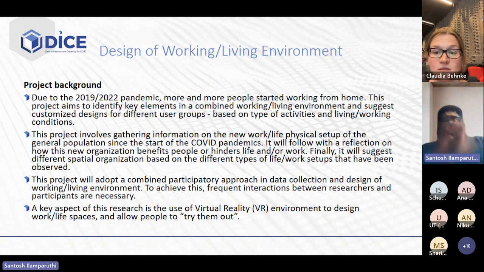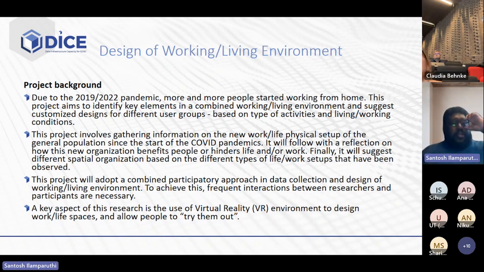Okay, I'm going to jump into the case. The first one, the one we're going to be dealing with for the majority of today, is the design of working/living environments, a research topic that was done at UDEL. So the project background is this. Due to the 2019-2022 pandemic, more and more people started working from home. This project essentially aims to identify elements in the combined working-living environment and suggest customized designs for different user groups based on the type of activities and living and working conditions that they face.